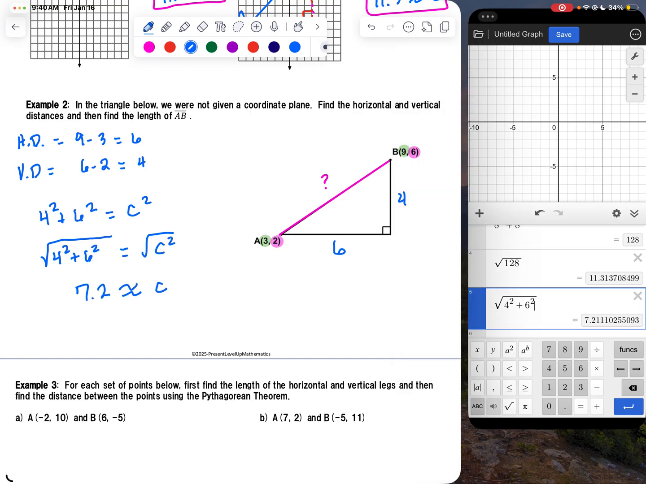Now I'm going to come back over here and label my triangle to make sure that my answer is logical, and it is. Remember, your hypotenuse always has to be longer than the two legs. Okay.